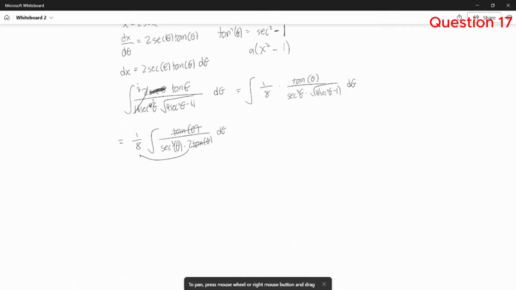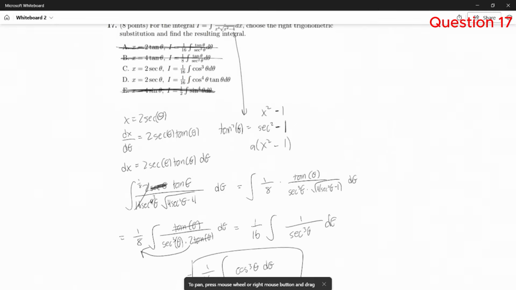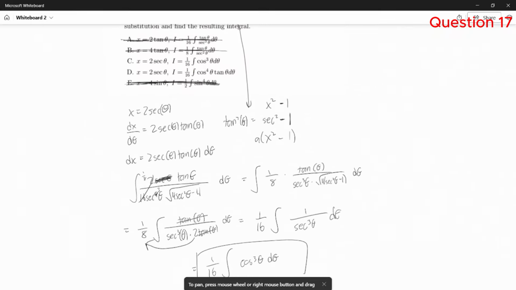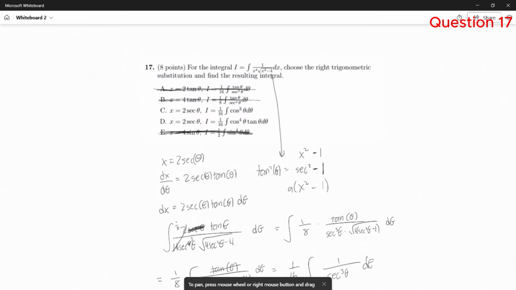We can bring the 2 out with the 1/8, and our second to final form would be 1/16 times the integral of 1 over secant cubed theta d theta, which inevitably becomes 1/16 times the integral of cosine cubed theta d theta. Now, which of these answer choices does this look similar to? And we see that this actually perfectly matches answer choice C.